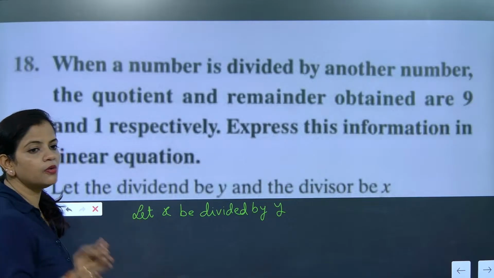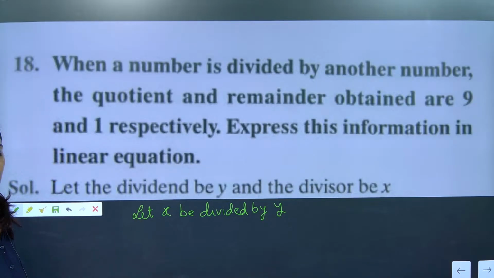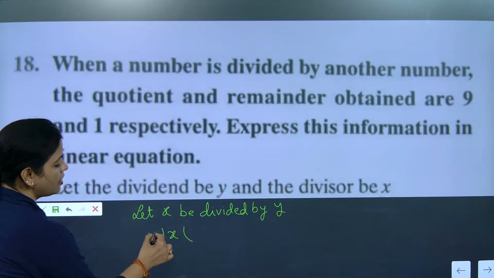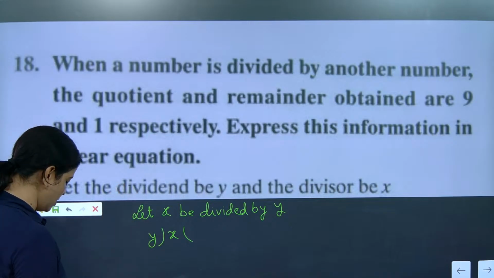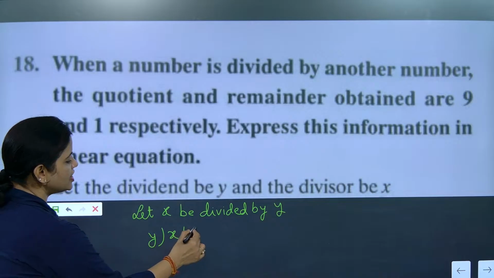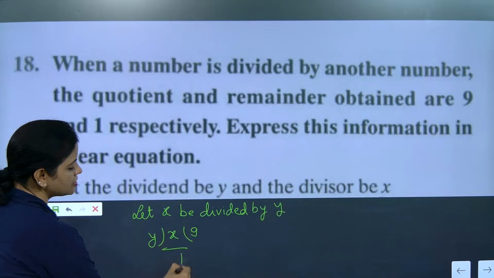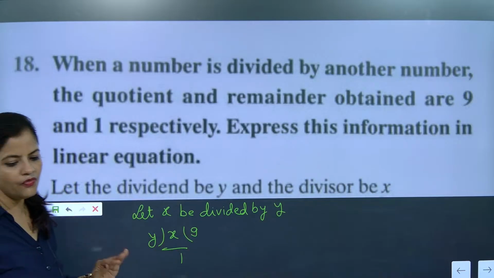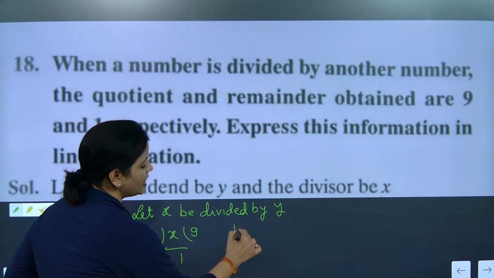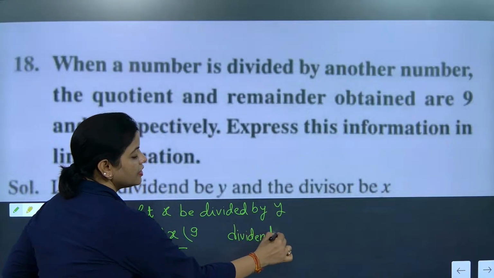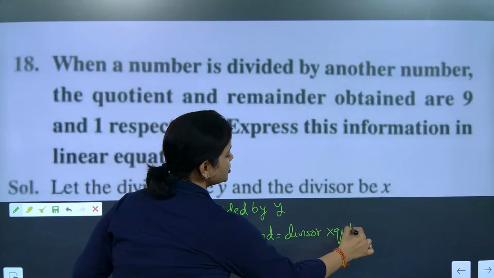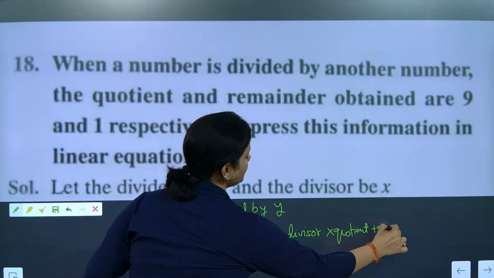Now we are going to write it in an easier and more understandable format. X is divided by y. What is the quotient given, beta? The quotient is 9 and the remainder is 1. Now let's see how we write the formula. Our formula is dividend is equal to divisor into quotient plus remainder.